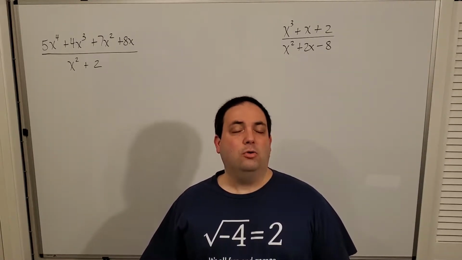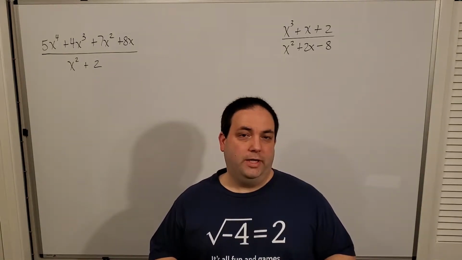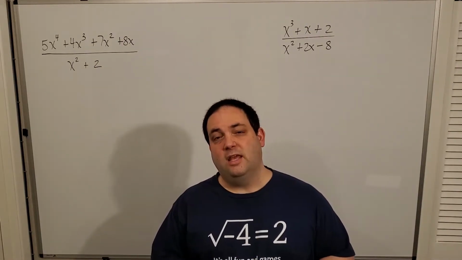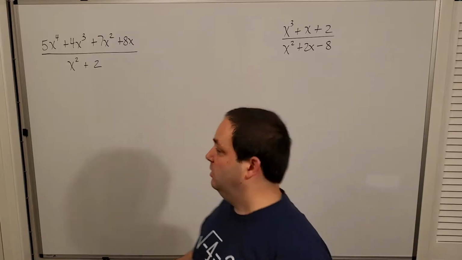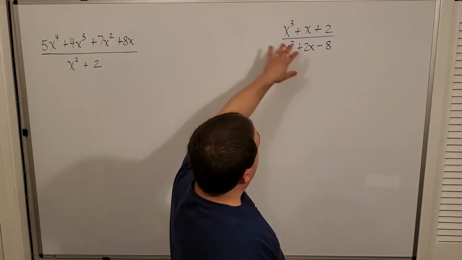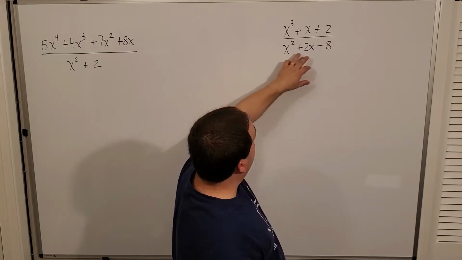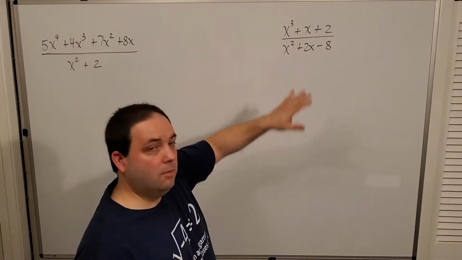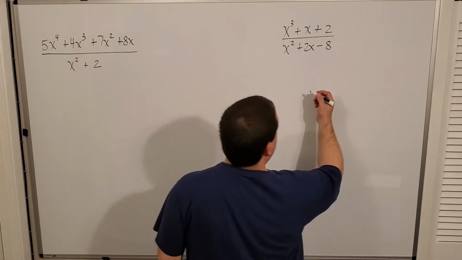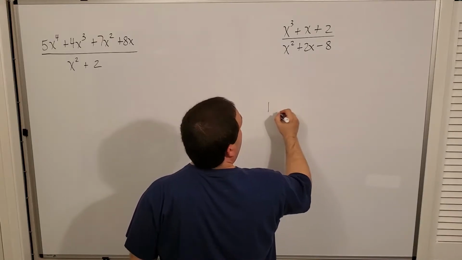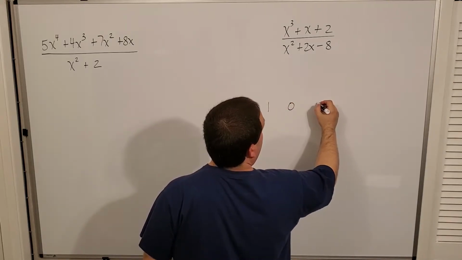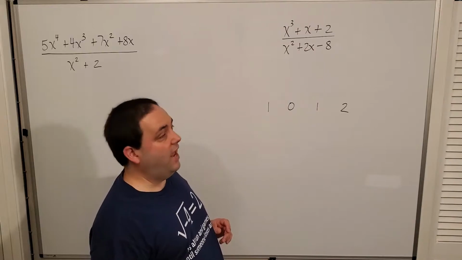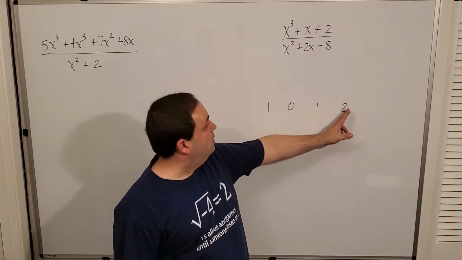If you layer your synthetic divisions appropriately, it works just the same and just as quickly, and much more efficiently than a long division. So let me work this one first. I have x cubed plus x plus 2 divided by x squared plus 2x minus 8. So again, I'm going to write my numbers from the numerator, which in this case are 1, 0, 1, and 2. Remember, I've got to account for all of the powers of x starting at the top. So 3, 2, 1, none.